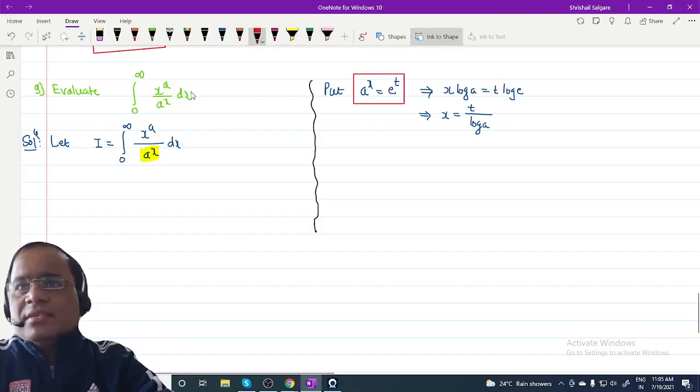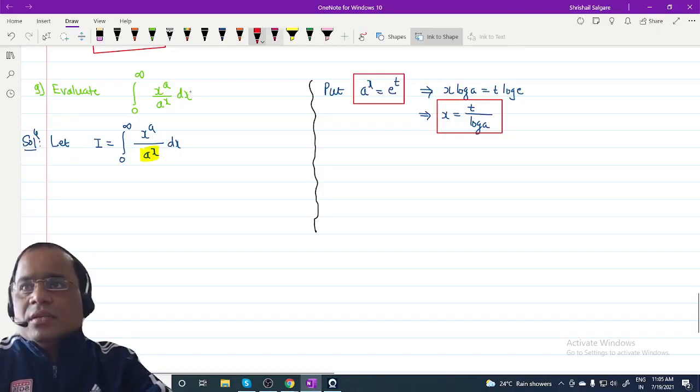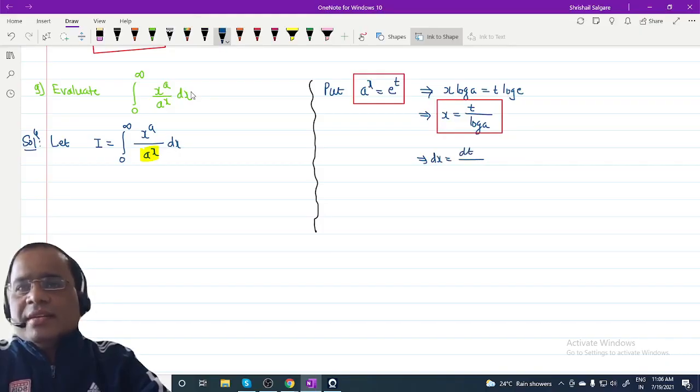And this is your actual substitution. So if this is the substitution, differentiate both sides. This implies dx is equal to dt divided by log a.